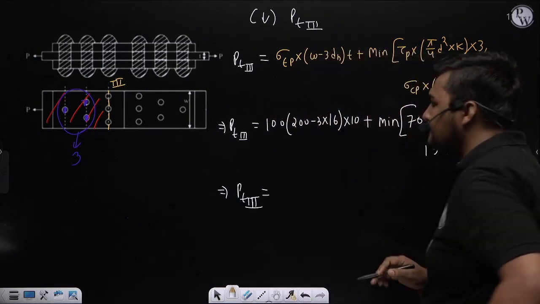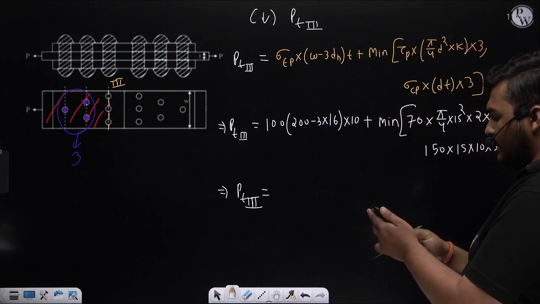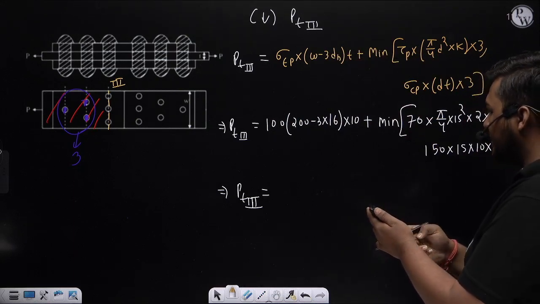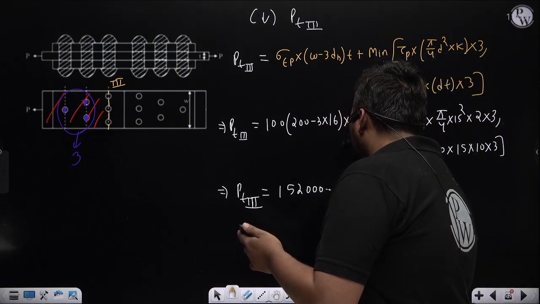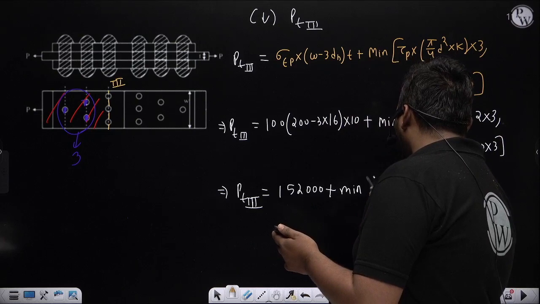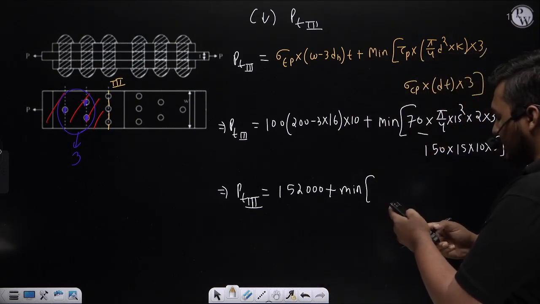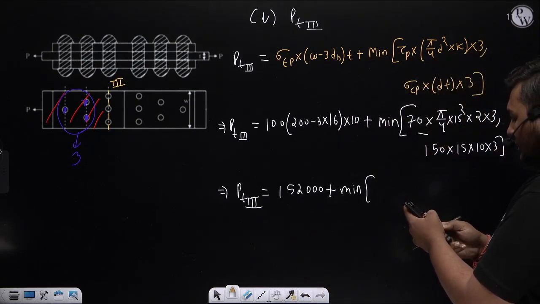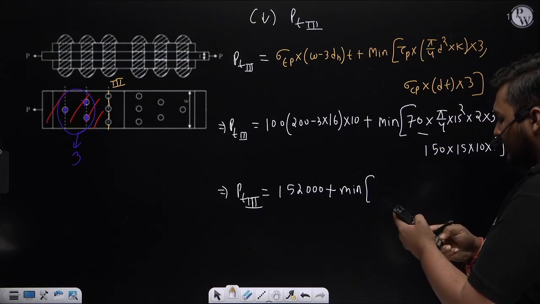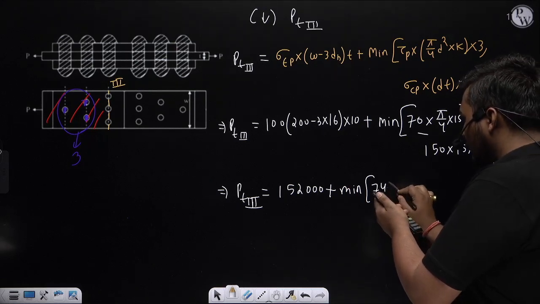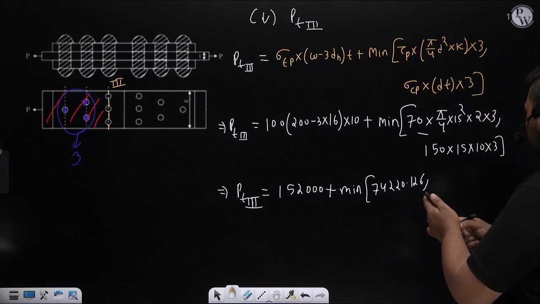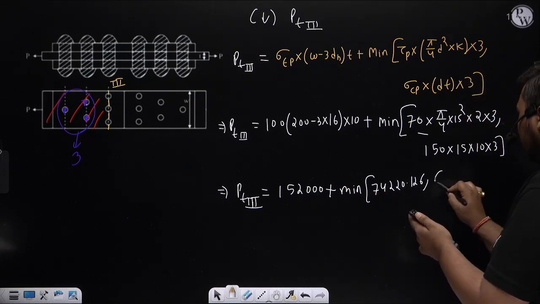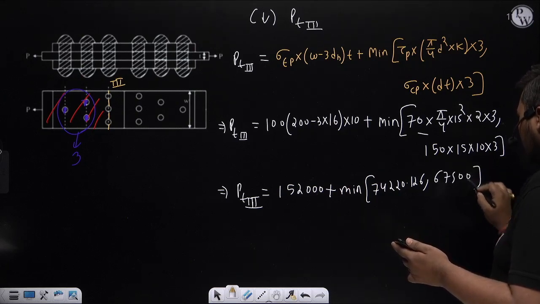This term is coming 100 into 200 minus 48 into 10. It is coming 152,000 plus minimum of this and this. So first I am calculating this. It is coming pi by 4 into 15 square, pi by 4 into 15 square into 2 into 3 into 70. It is coming 74,220.126 Newton. This, 150 into 15 into 10 into 3, it is coming 67,500. So it is minimum.